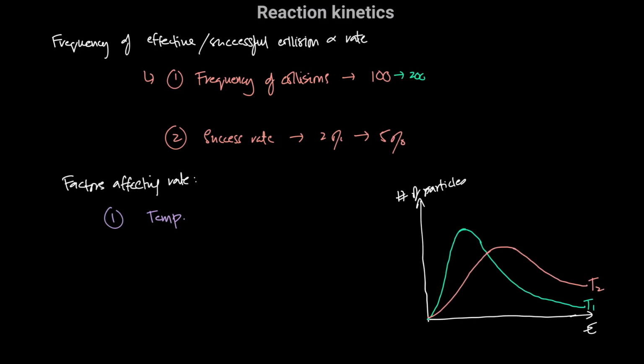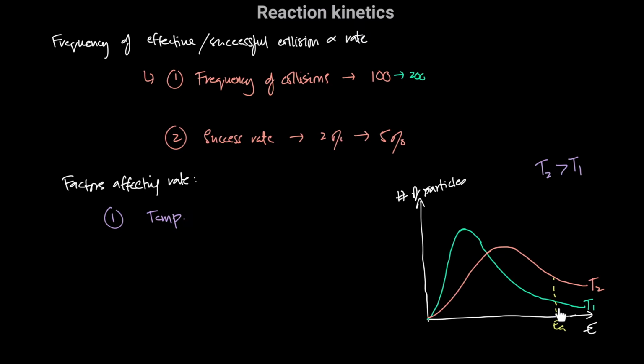And here, let's say this energy is the activation energy. This is the minimum energy needed for the collision to be successful, or for a reaction to take place. Now we can clearly see from the graph that T2 is greater than T1. We studied the Boltzmann distribution, and we know that if we increase the temperature, this curve shifts to the right. In other words, on average, the energy of the particles increases.